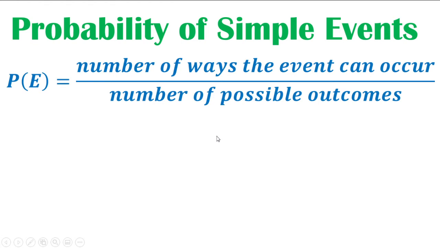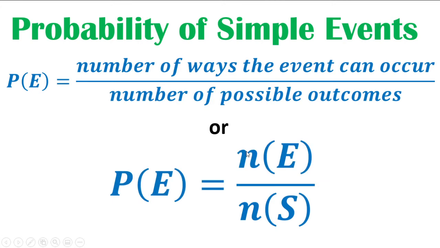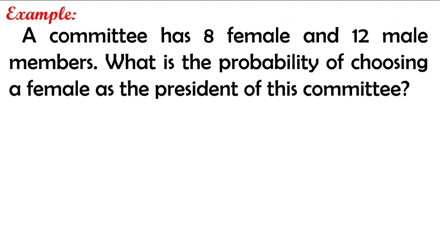Sabi niya, the probability of simple events is equal to the number of ways the event can occur over the number of possible outcomes. Or, in notation, we have the probability of the event is equal to the number of ways the event can occur over the number of possible outcomes. E stands for the event that can occur, and S stands for the sample space. Okay? Now, let's have an example.